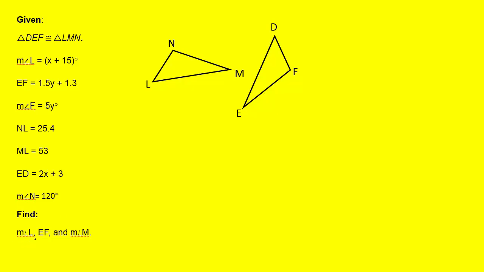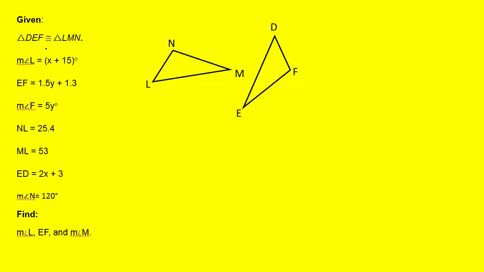So there's three things. We have to find the measure of angle L. That's how you would read this. We want the distance from E to F. That's what this means. What's the length of that segment? And we also want the measure of angle M. So let's find those three things, and we're done.